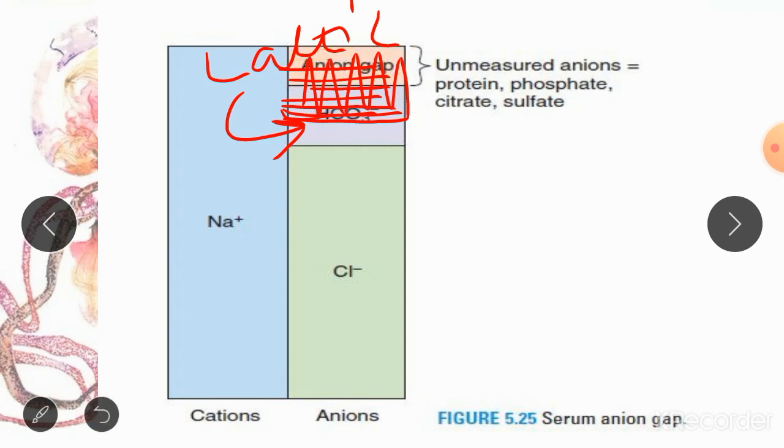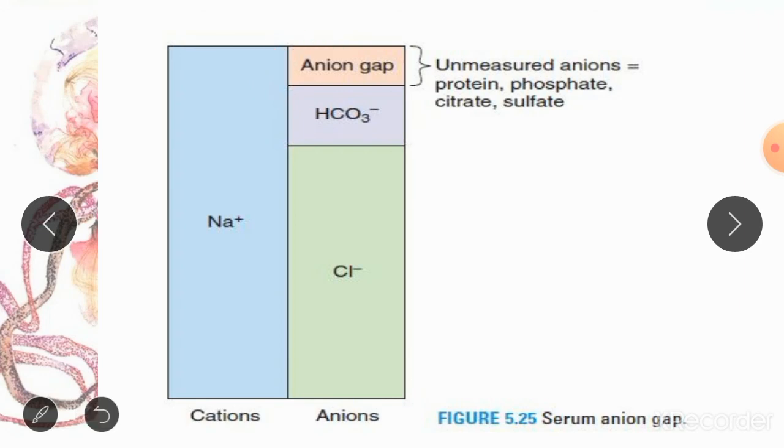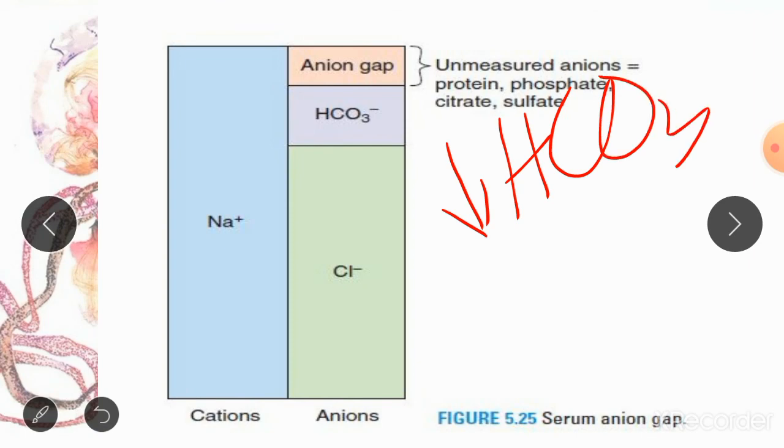So this is how your anion gap helps you in determining the cause of metabolic acidosis. So let me repeat that. Metabolic acidosis can be of two types or due to two causes. One in which the anion gap is increased, and the other one in which the anion gap is not increased. And the causes can be because of decreased bicarb or because of increased hydrogen ions.